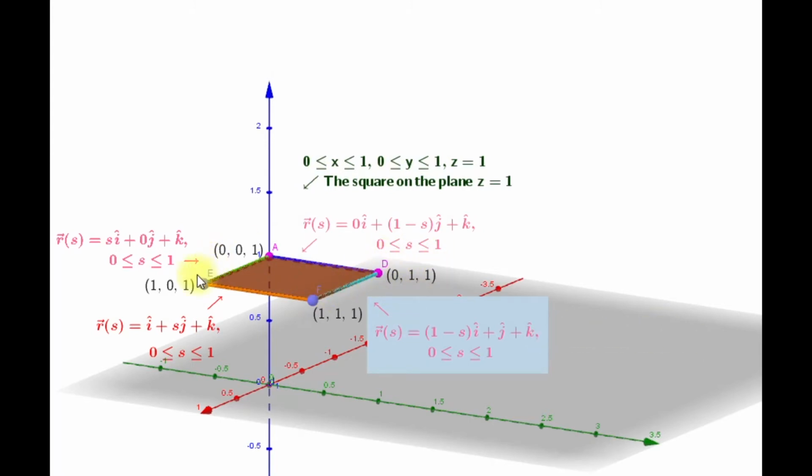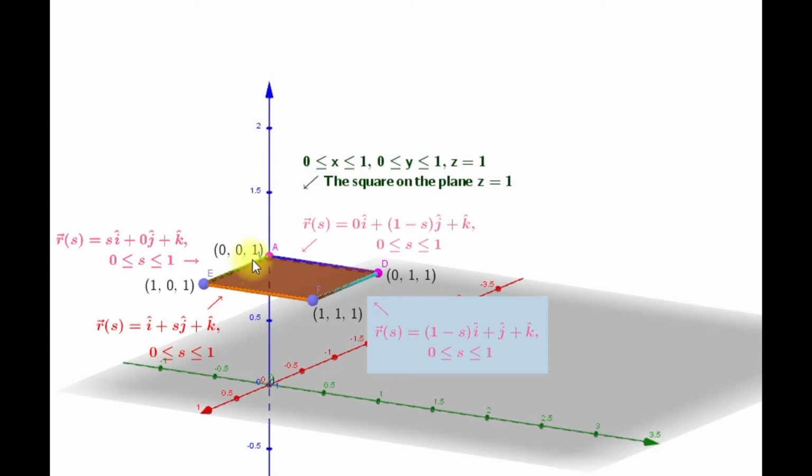Now we consider the boundary of this square lamina. This boundary is the union of 4 line segments. One line segment is from A to E, that is from 0, 0, 1 to 1, 0, 1. Another line segment from 1, 0, 1 to 1, 1, 1. Another from the triple 1, 1, 1 to 0, 1, 1. Then another from 0, 1, 1 to 0, 0, 1.